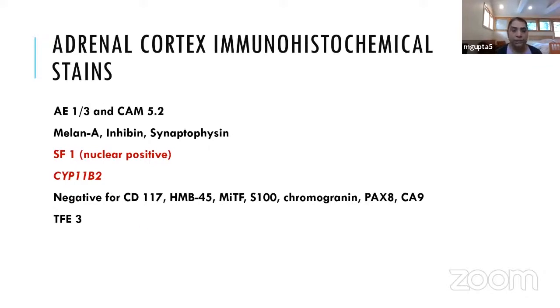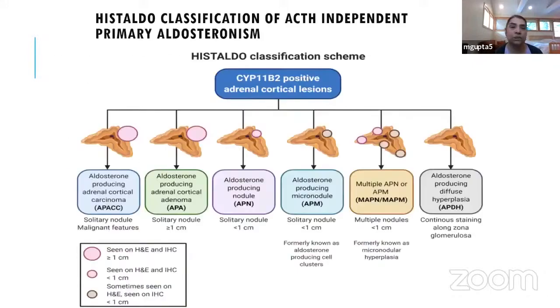And then these lesions are negative for CD117, 45, microphthalmia transcription factor, S100, chromogranin, Pax8, and CA9. These are all the things which can be in the differential from the organs which are adjacent or can arise in the kidney or the perirenal adipose tissue. TFE3, adrenal cortex can be TFE3 positive. So just remember that TFE3 positivity doesn't always mean a TFE3 positive renal cell carcinoma or translocation associated carcinoma.